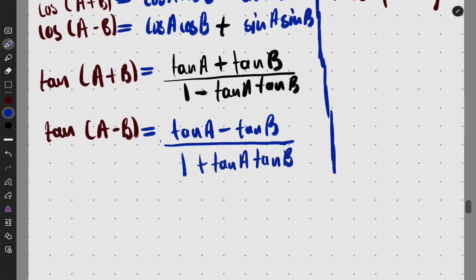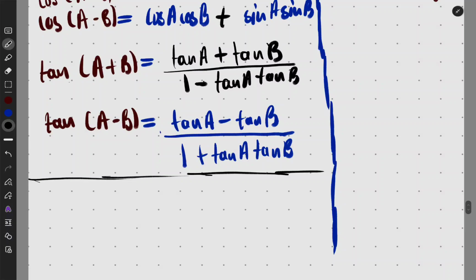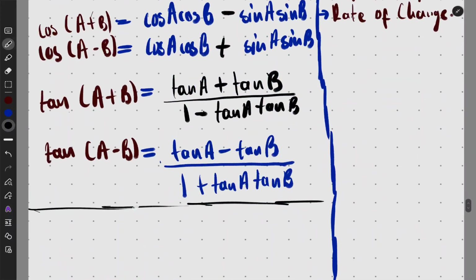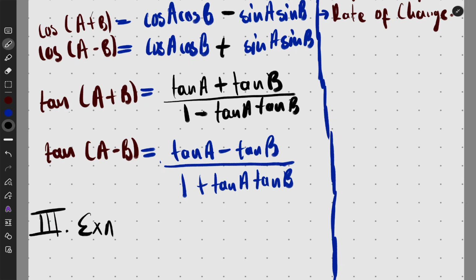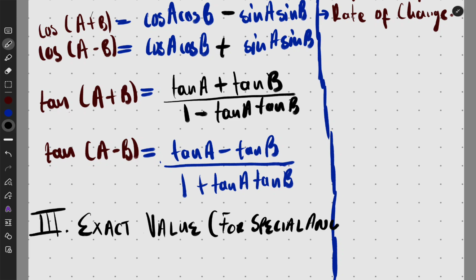Now we go to the last bit. Now let's do the last two things. We are now doing the third thing. What is the third thing that you must know? You must know the exact values, okay? And when we say exact values, these will be exact values for special angles, okay? You'll be having special angles that you must know what their exact values are.